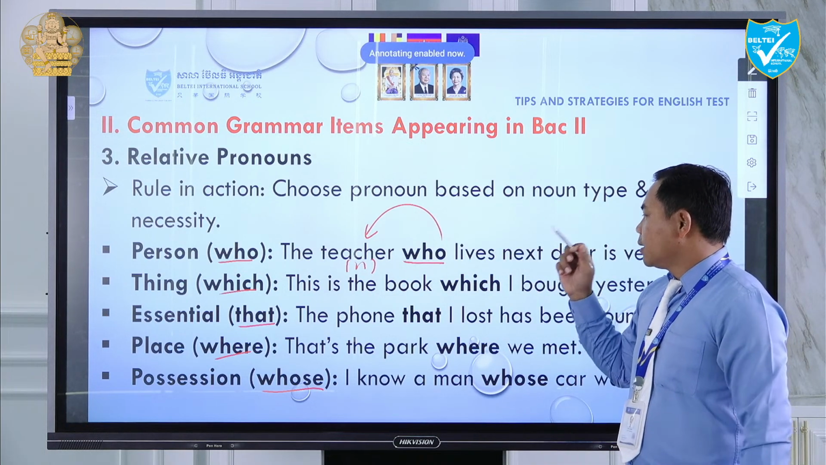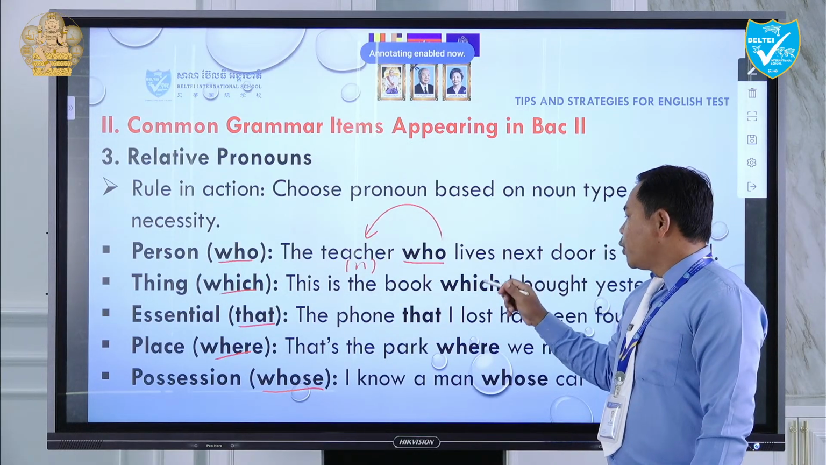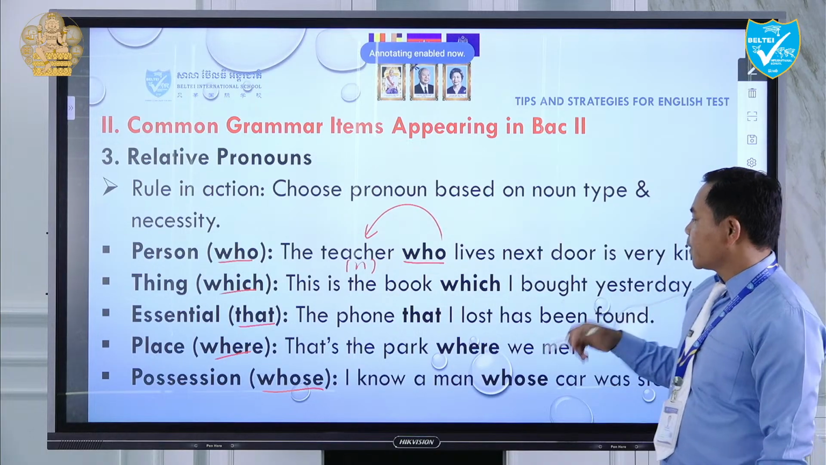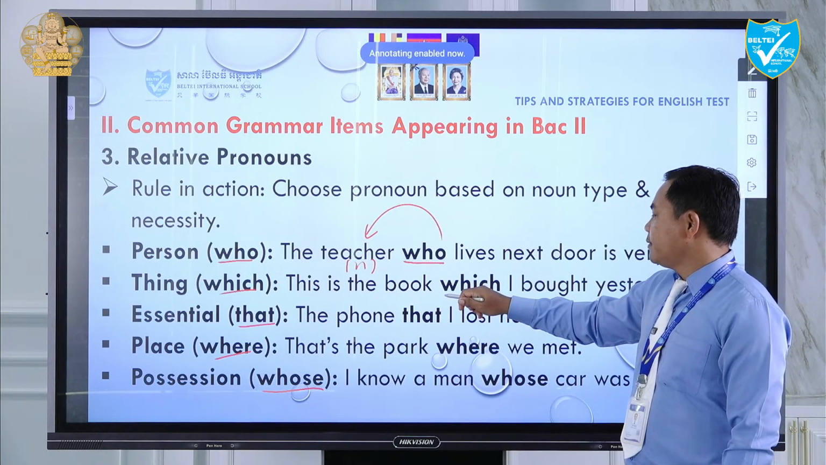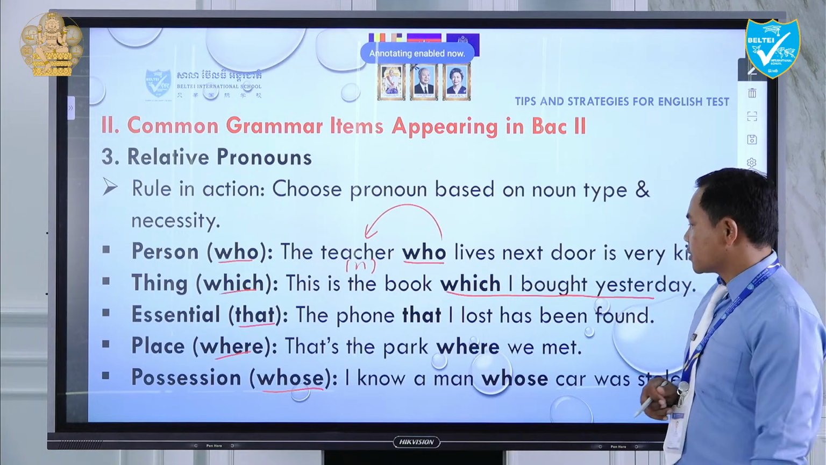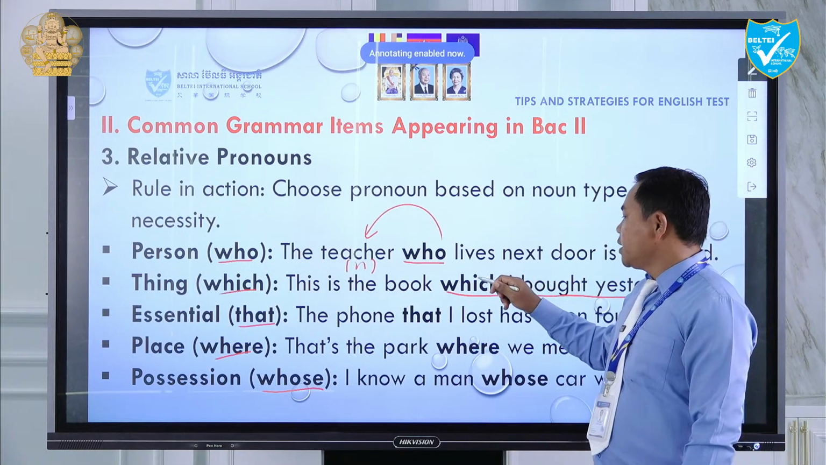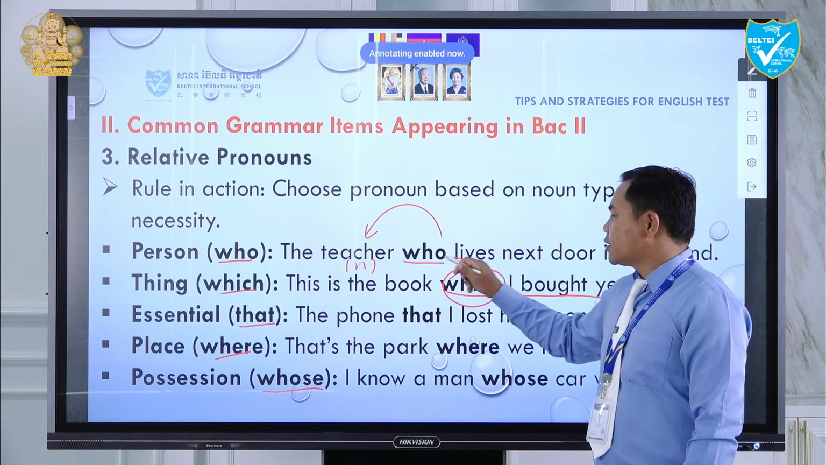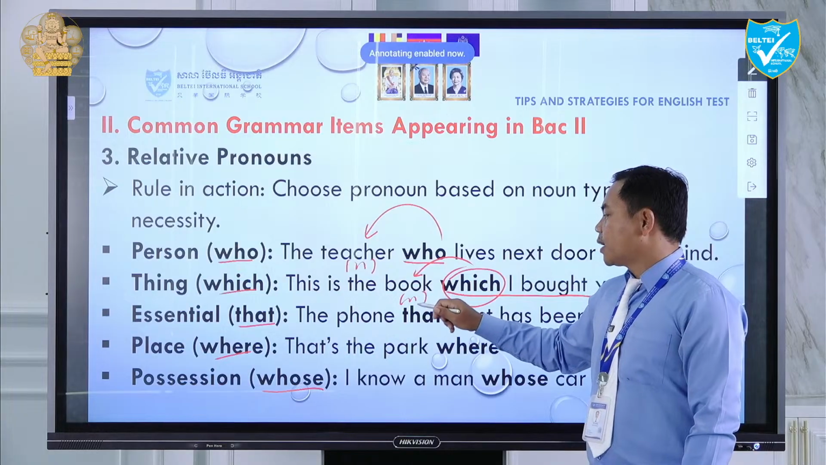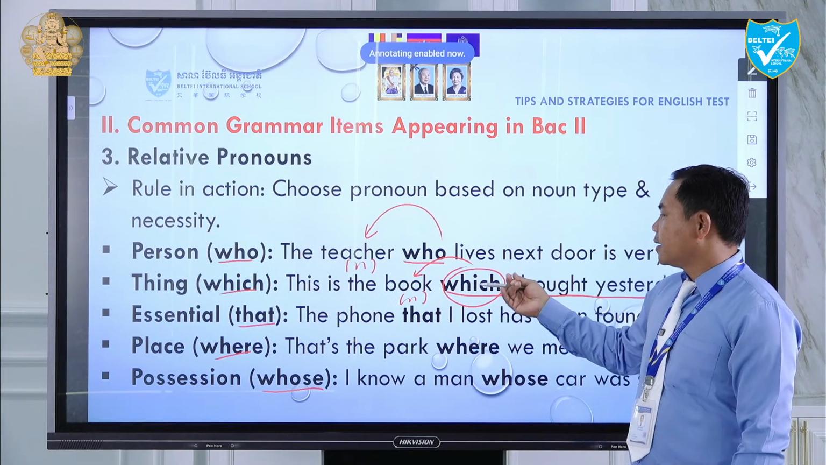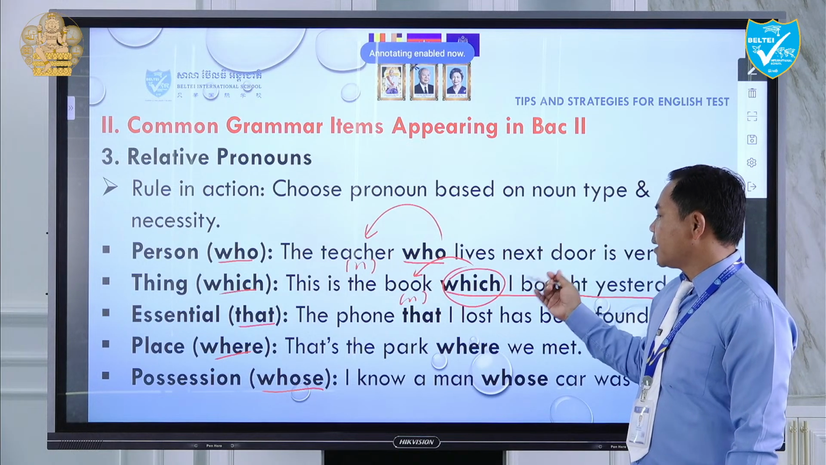This is the book which I bought yesterday. From here we call it a relative clause. And which here gives more information or describes the noun book, because it is a thing. We also use that. This is the book that.